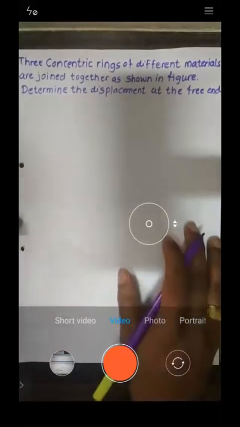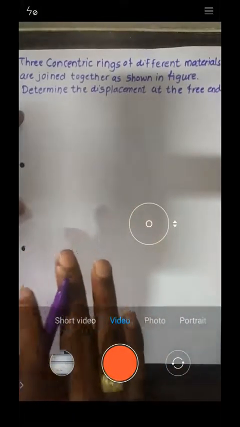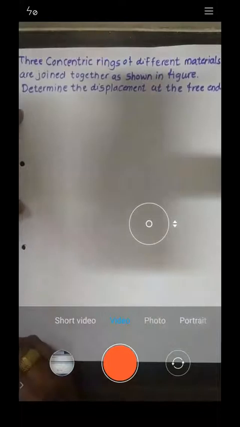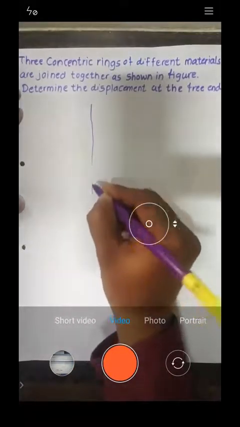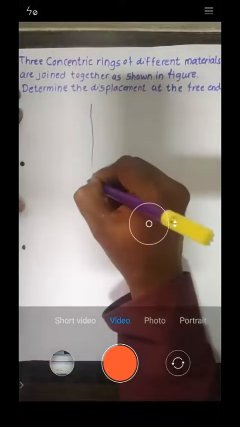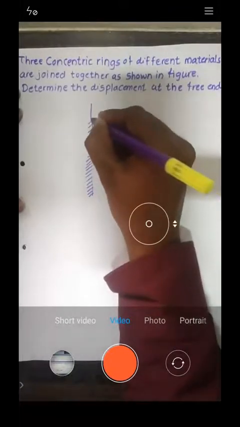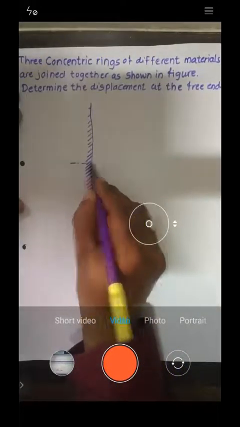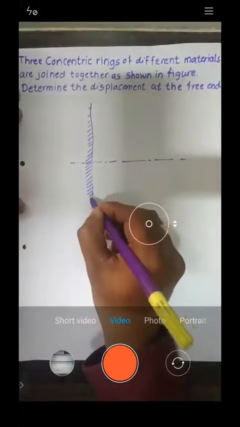Okay, so let's see the diagram. See why I am drawing the diagram, because you should first understand the problem. What is given, then only you will be able to properly go to the solution. So see this diagram, how they have given. This is basically the fixed end. Try to understand, this end is fixed, and this is basically the center.